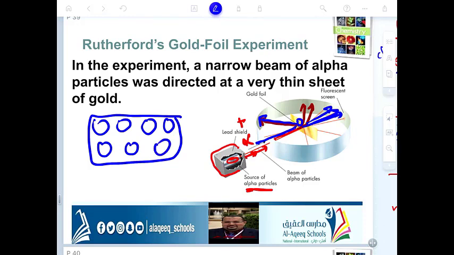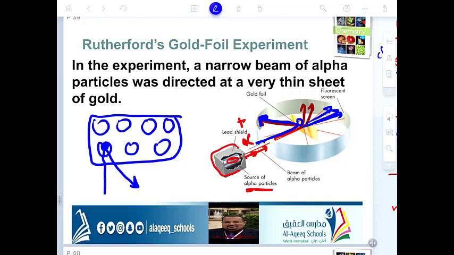When the rays are moving and reflected like this, it means it hits something massive. It moves like this, and that's what happened. It's reflected. It means there is something massive inside the atom. He said so: the atom has something massive at the middle.